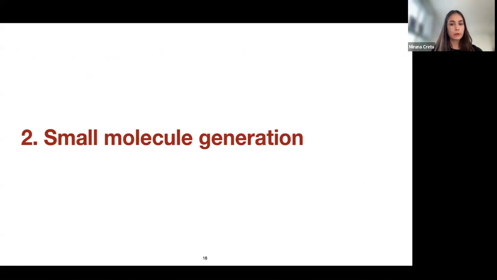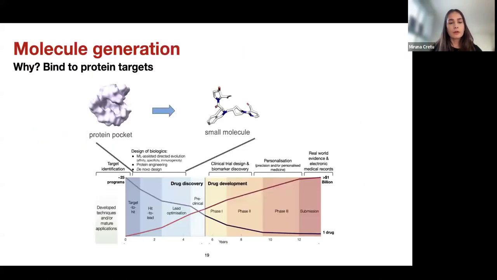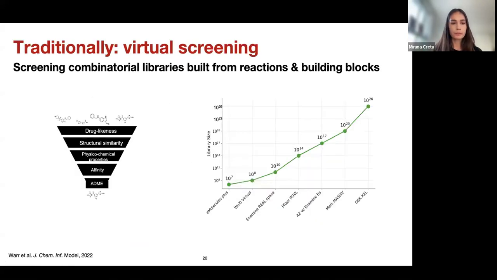So now going into small molecule generation, unless there are questions, also please feel free to stop me at any point. Why do we want to generate small molecules? Well, the answer is that we want them to bind to protein targets. And this is very relevant in early stages of drug discovery, where let's say that one has identified a target, a protein responsible for a disease pathway, and we want to generate a small molecule that inhibits that protein. And then we move on to further stages in the drug discovery pipeline.